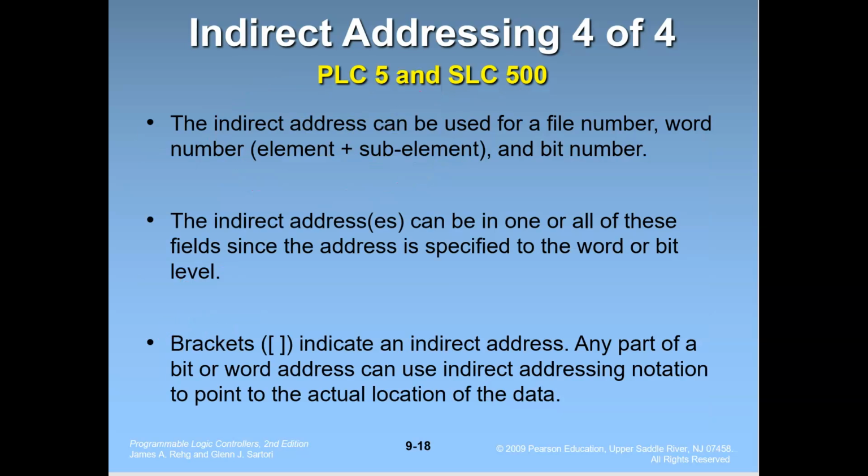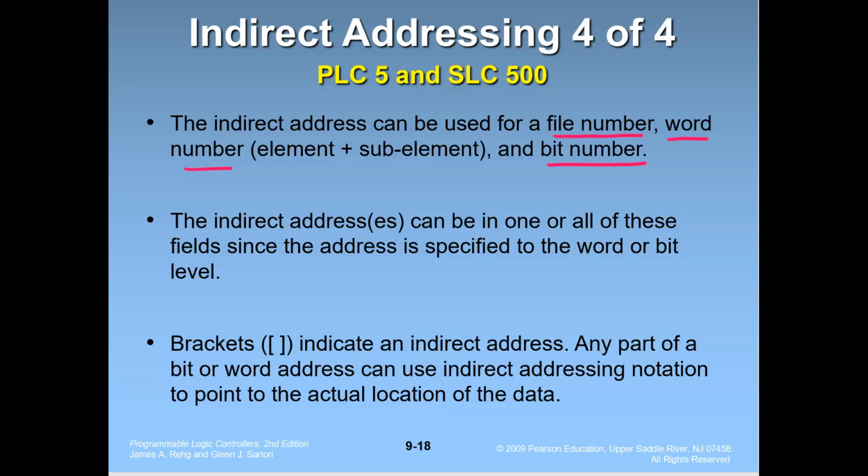It is important to remember that the indirect address can be used for the file number, it can be used for the word number or element number, or even the bit number. And you can have more than one bracket inside each address.